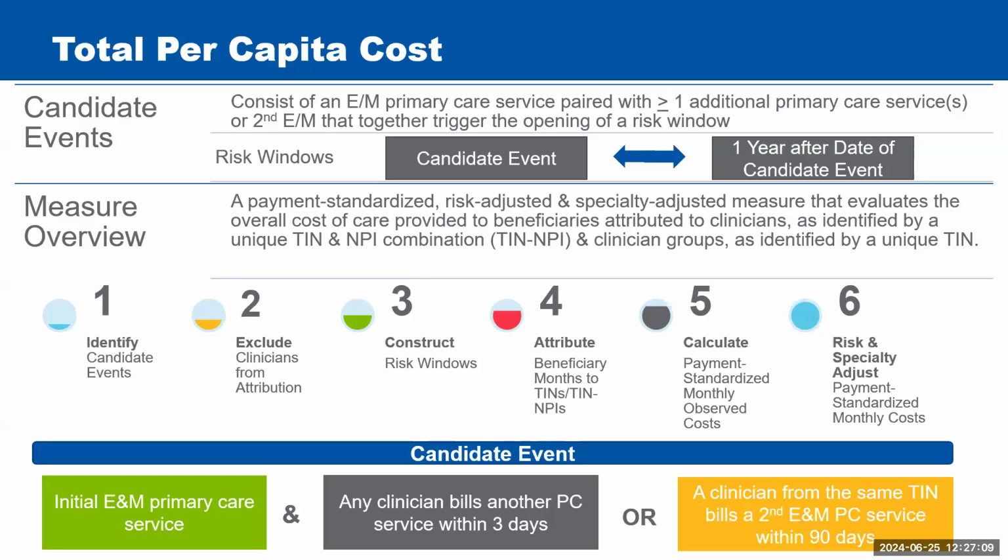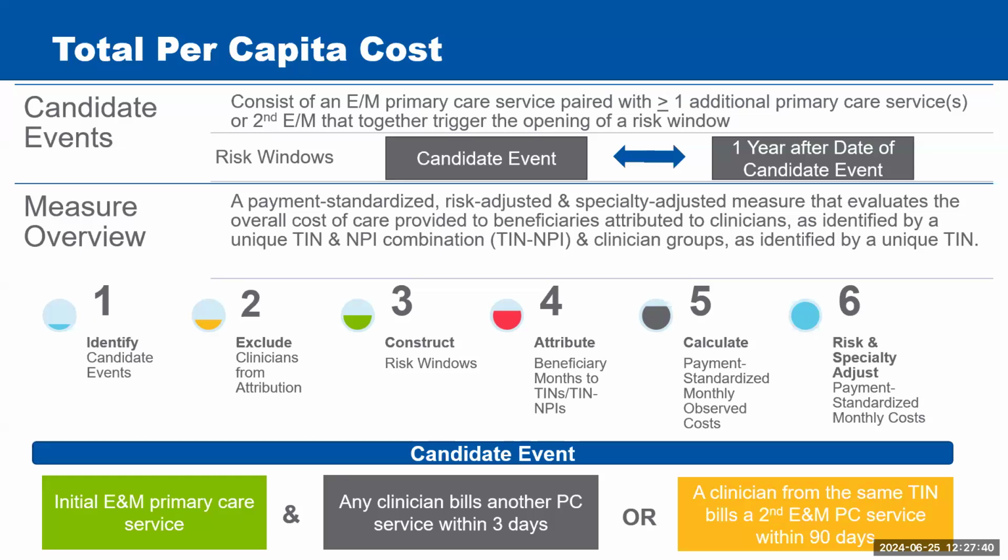We look at it from a tax ID NPI attribution level, and only the NPI or clinician responsible for the plurality of those candidate events provided to that beneficiary is attributed those costs. So they may look at it from the group level, but whichever provider within the practice provides the most care to that patient is going to be attributed to that patient.